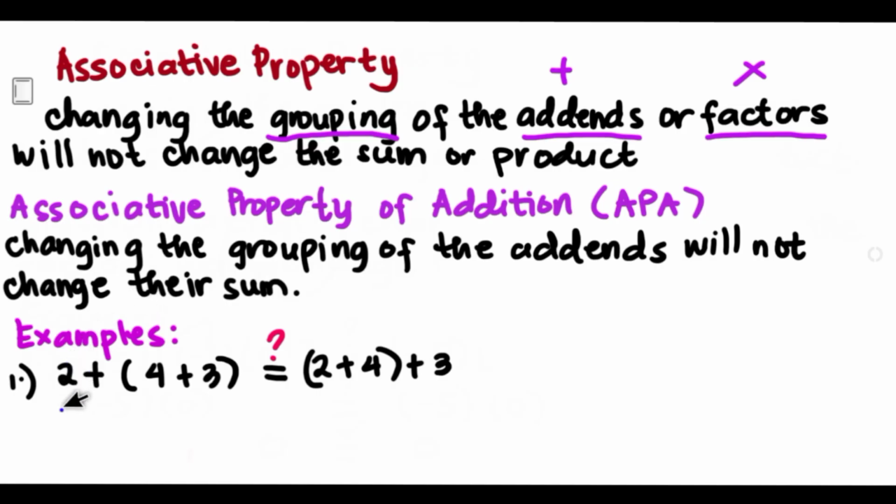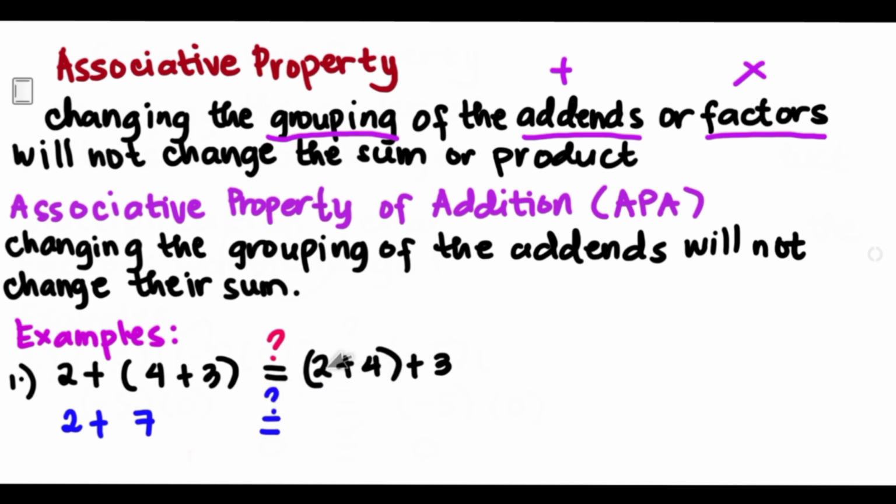Okay, let's have example number 1. 2 plus the sum of 4 plus 3 is equal to the sum of 2 plus 4, plus 3. Okay, dito muna tayo sa left side. Copy natin si 2 plus 4 plus 3. Ang sagot ay 7. Equal ba siya dito sa right?